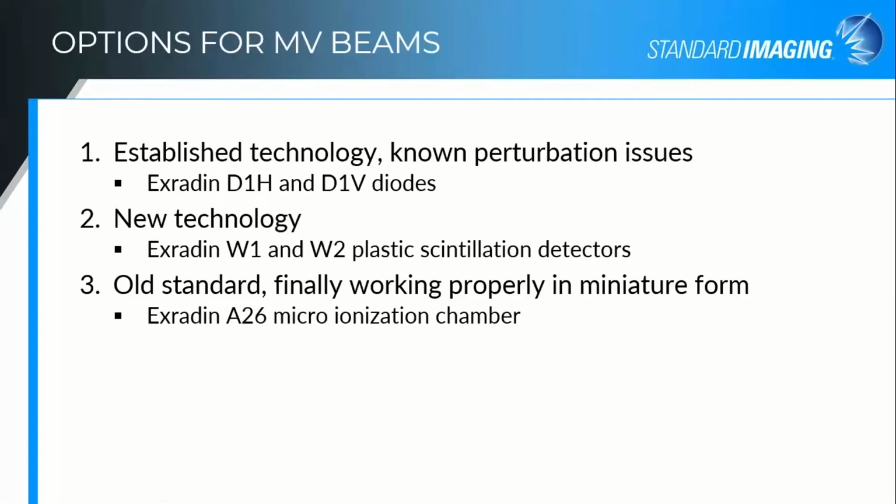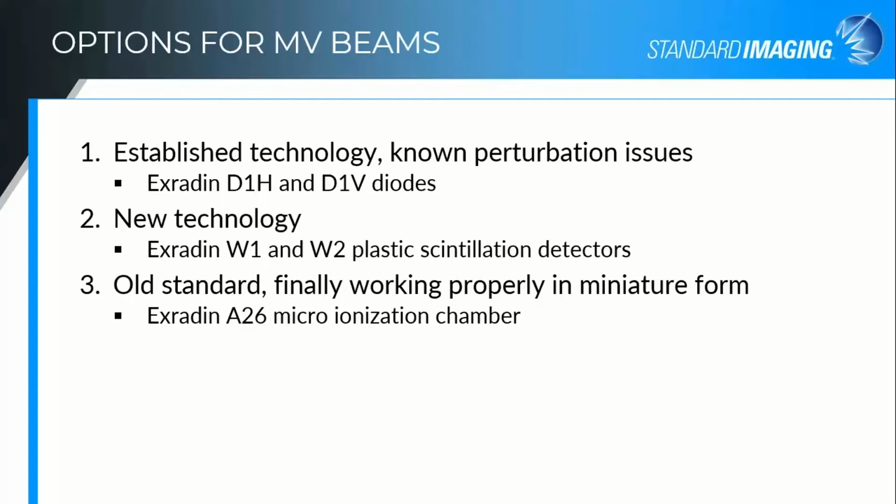We do have some options here at Standard Imaging for megavoltage beams. One that I'll talk about first is the established technology, but with known perturbation issues. Those would be the diodes, D1H and the D1V. The newer technology, I know the scintillators have been out for a little while, but they are new to a lot of people. So that's the W1 and the W2 plastic scintillation detectors. And then I'll talk about an old standard, an ion chamber, finally working properly in miniature form.